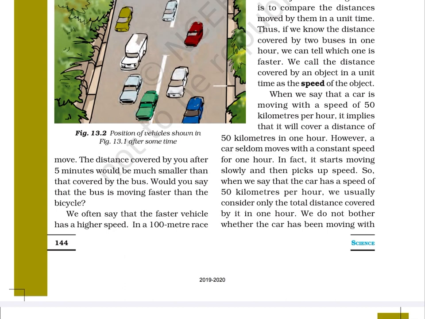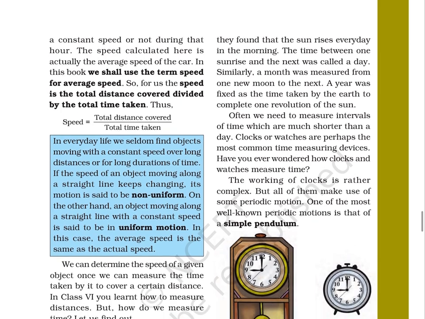So, when we say that the car has a speed of 50 kilometers per hour, we usually consider only the total distance covered by it in 1 hour. We do not bother whether the car has been moving with a constant speed or not during that hour. The speed calculated here is actually the average speed of the car. In this book, we shall use the term speed for average speed.